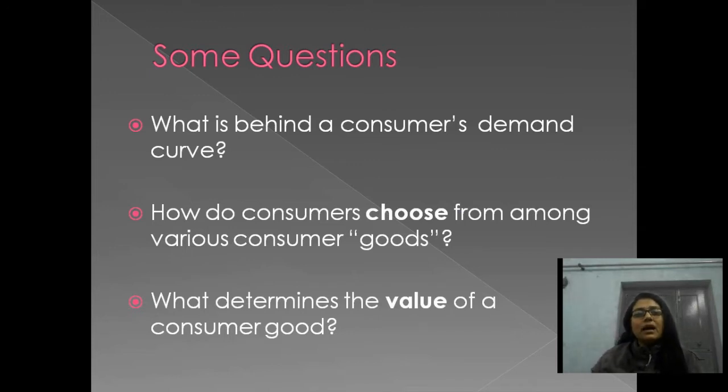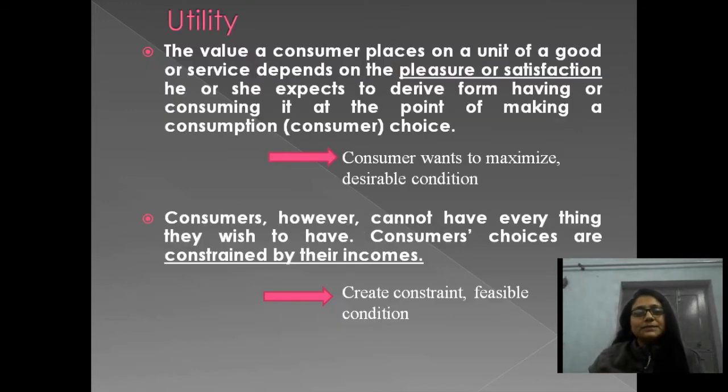The second one is how a consumer chooses from among various consumer goods. That means if there are many goods available in front of the consumer, how could the consumer make their decision, right? And the third one is what determines the value of consumer goods. Before going to the details, we are going to discuss the concept of utility.